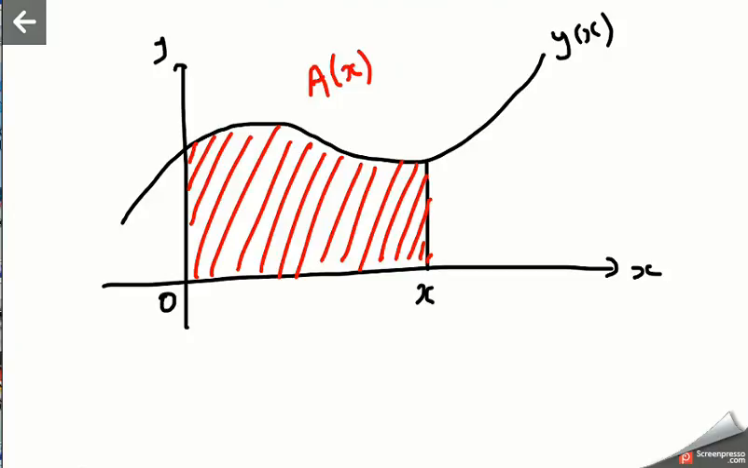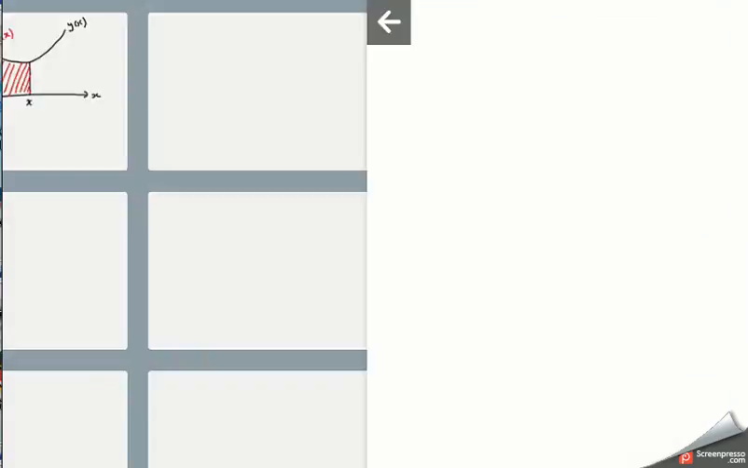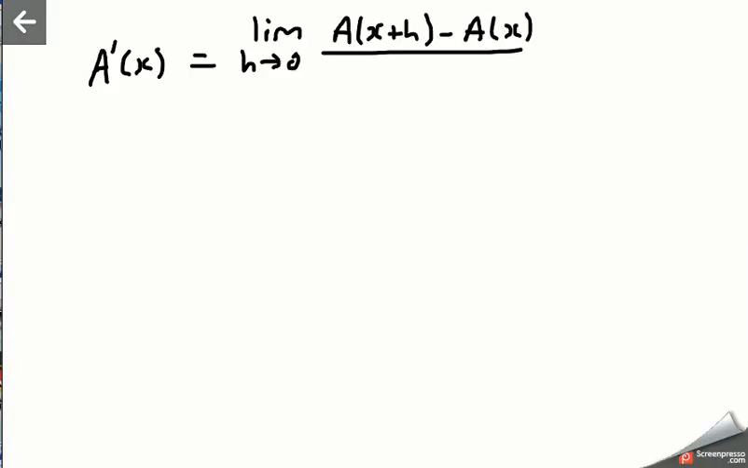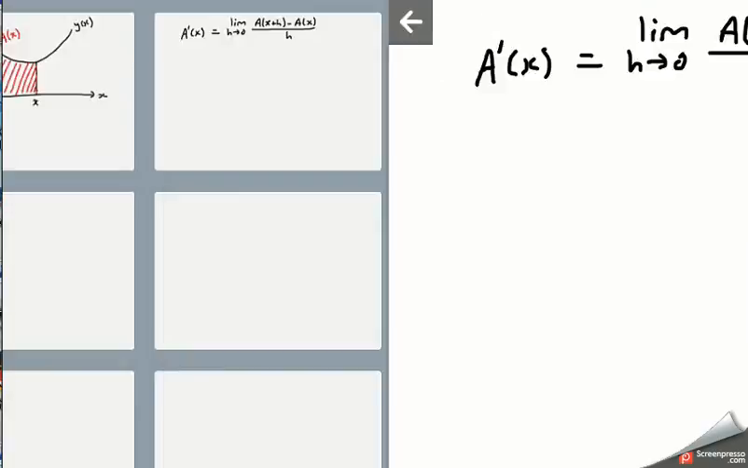Because what we're going to do is differentiate this A of x function. And as we know by now, differentiation only cares about a small neighborhood of the point we're differentiating at. So we're going to differentiate A of x. We know that A prime of x, the derivative of A of x, has to be equal to the limit as h gets closer and closer to 0 of A of x plus h minus A of x, and that whole thing is divided by h. So that's the limit we've got to work out if we want to differentiate this area function.